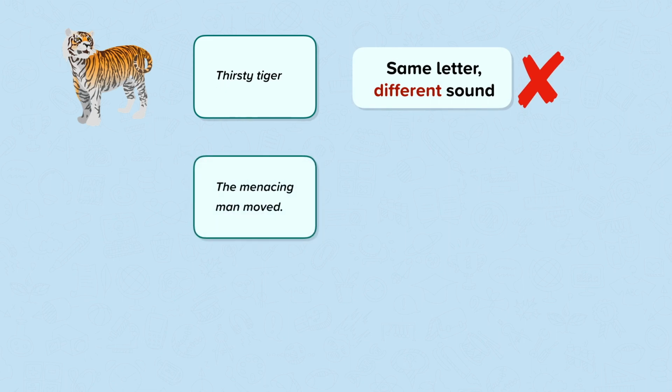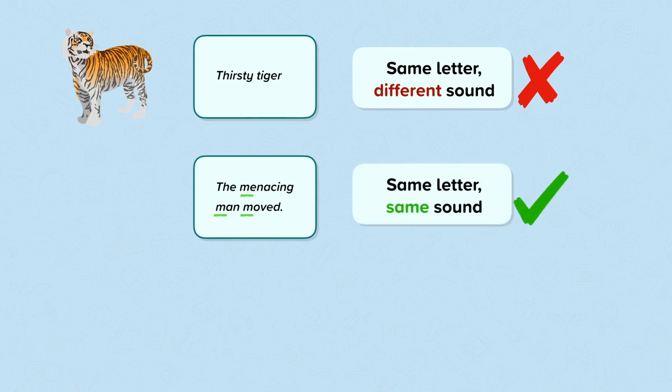Now let's look at a different example. The menacing man moved. This is an example of alliteration where the letter and the sound is the same. The words menacing, man, and moved all start with the same letter M, which makes the same sound. Same letter, same sound.